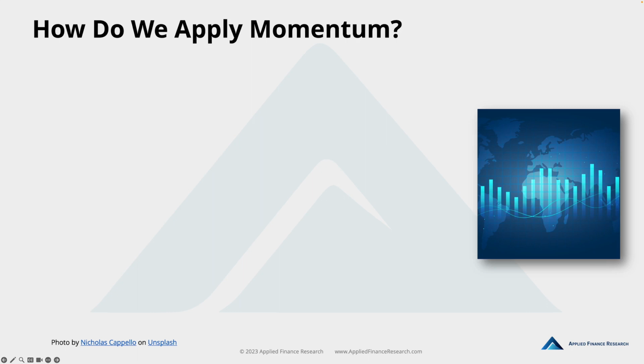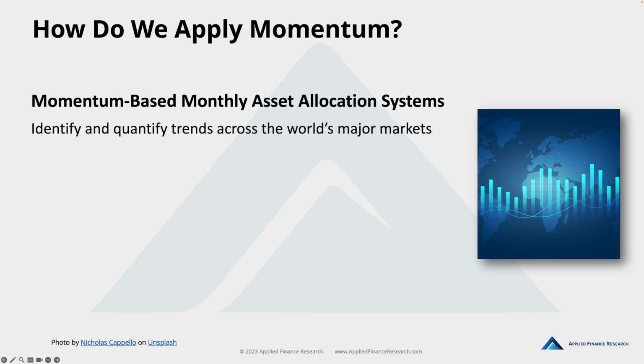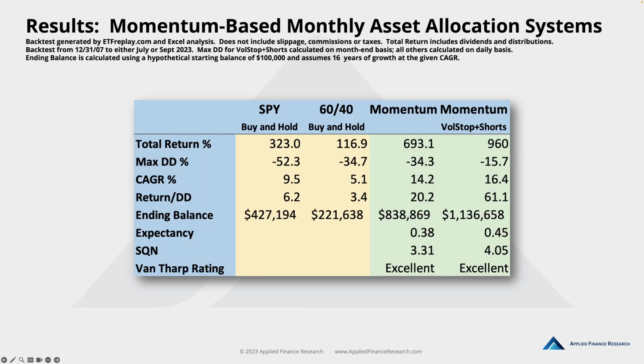So how do we apply momentum? Our BMR and momentum-based monthly asset allocation systems are powered by the concept of momentum. In these systems, momentum helps us in a number of ways. So we use momentum to identify and quantify trends across the world's major markets. Momentum gives us the ability to allocate portfolio assets to the world's best performing markets, which leverages the herding behavior of market psychology and allows us to profit from trend continuation.